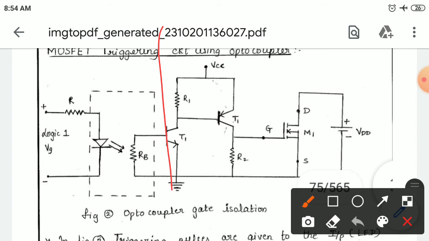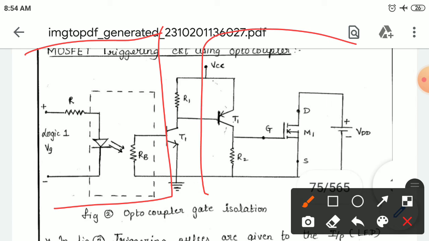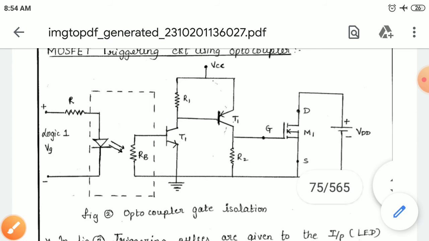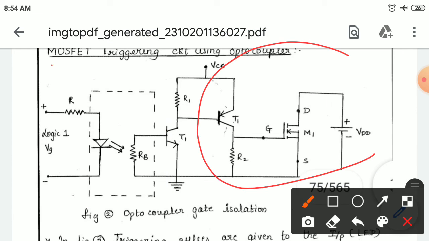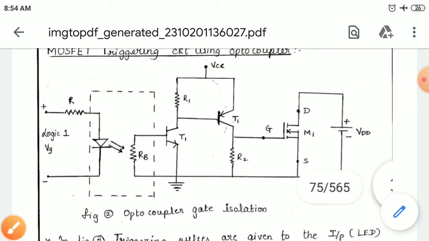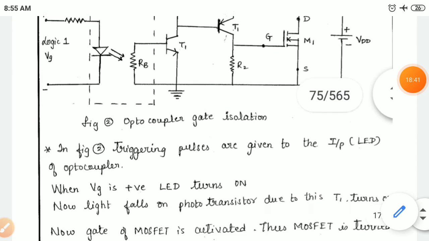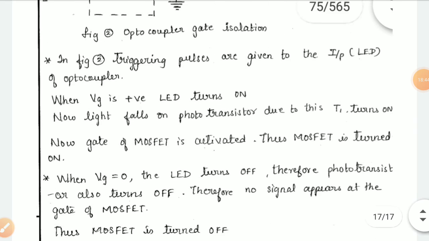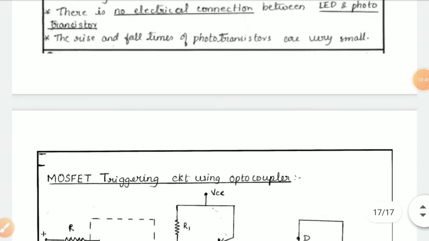This is the trigger circuit, and this is your MOSFET circuit. So you are isolating the MOSFET circuit and the trigger circuit by using the optocoupler here. Opto means light, coupler means coupling, means there is a connection. So in the optocoupler, if the light is there, the action of the MOSFET will happen. In the absence of infrared radiation, the MOSFET is also not operating. So that is how isolation takes place in these two types.